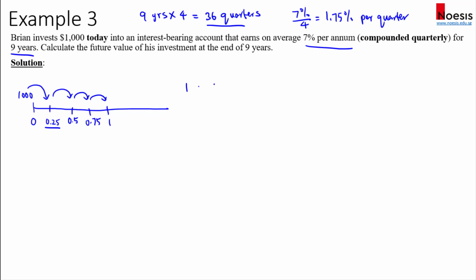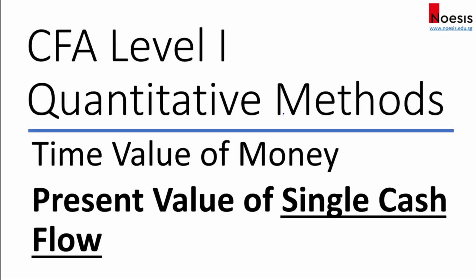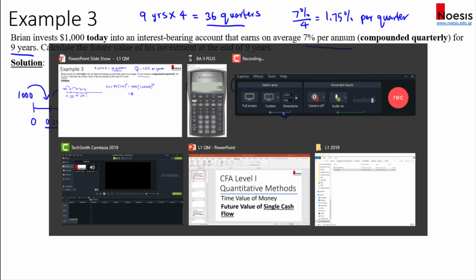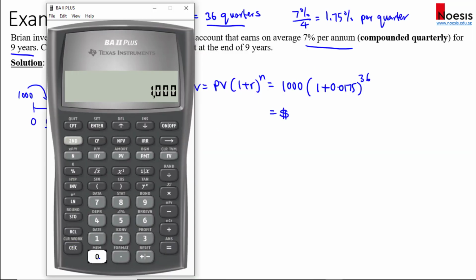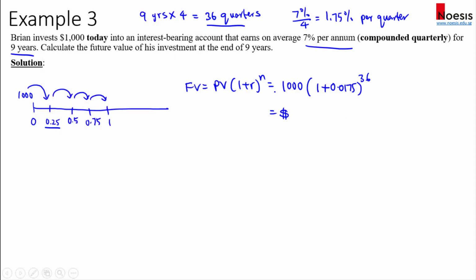So the future value using the same formula will take PV times 1 plus R to the power of n. So that will be $1,000 times 1 plus 0.0175. That's 1.75% to the power of 36. So how much would that be equals to? Okay, so this will be $1,000 times 1.0175 to the power of 36. So that's 1,867. So that's how much Brian will have in his account, okay, at the end of that 9 years.